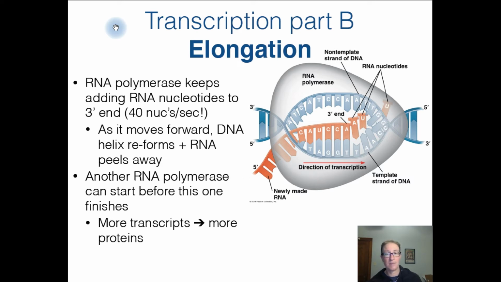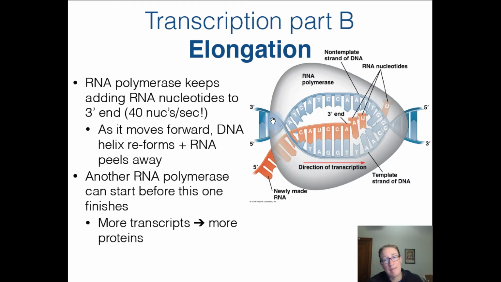So the next component of transcription is the elongation phase. And in some ways this is very simple. Basically what happens during elongation is the RNA polymerase just keeps adding RNA nucleotides onto the 3' end of this newly made piece of RNA. And it's pretty fast at doing this. It can do this at a speed of 40 nucleotides per second. And as it does this, the DNA helix actually reforms right behind the RNA polymerase, and so the RNA will just peel away from that DNA template strand as it gets produced.